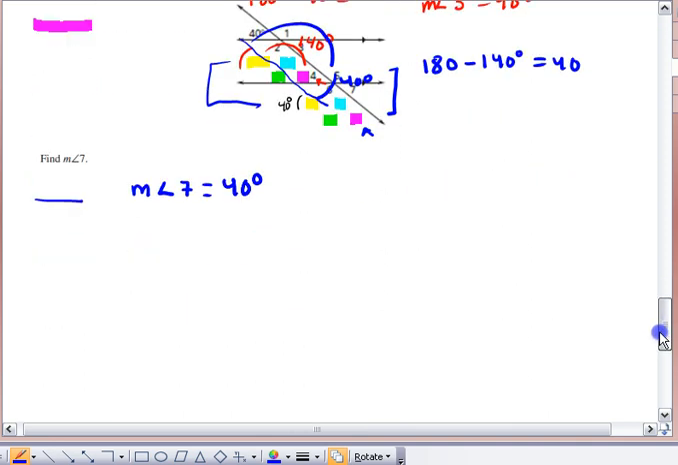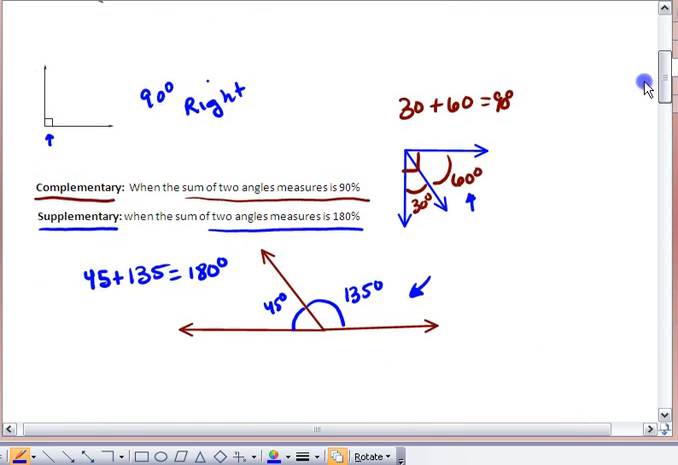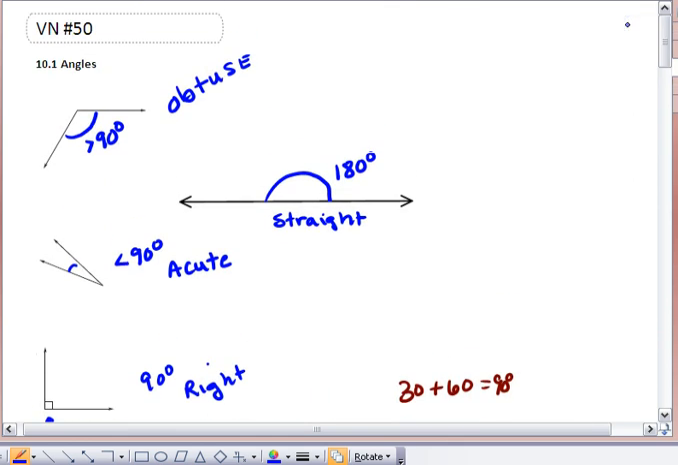This is the end of video 50 on angles and angle pairs.